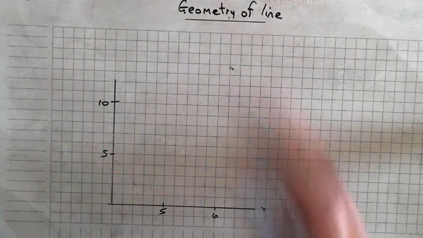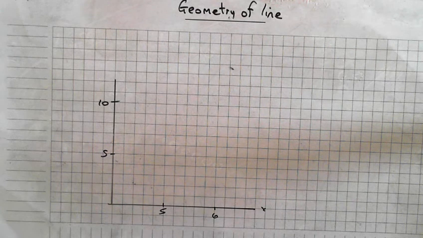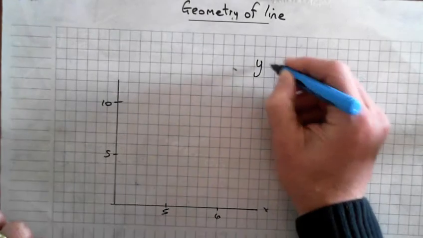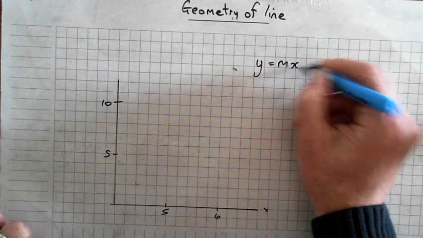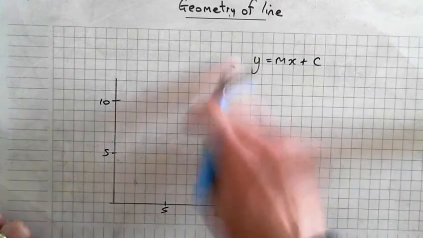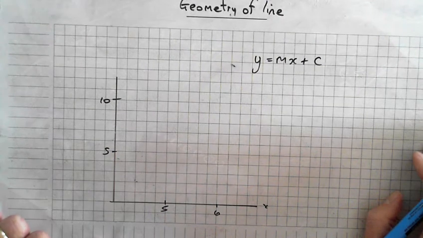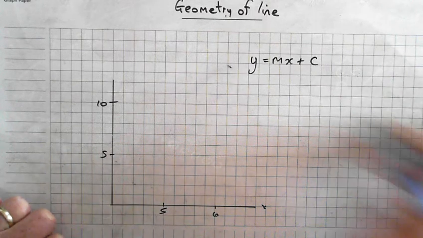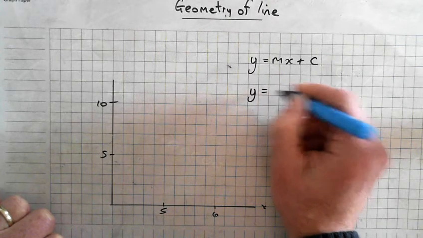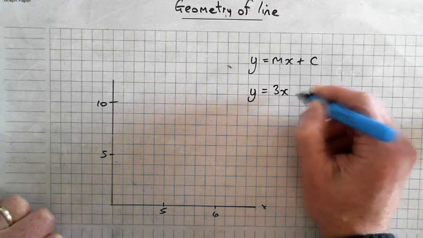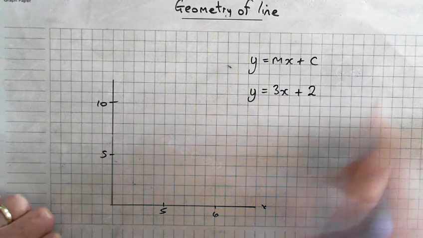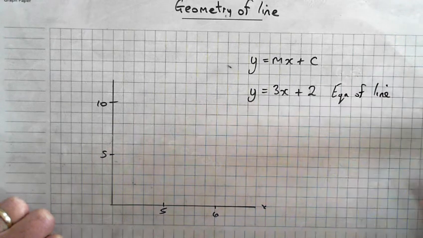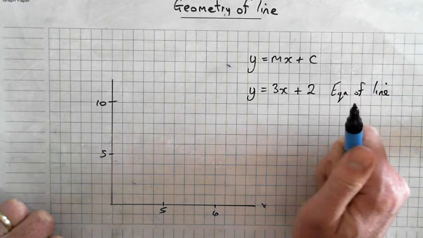Right, there are 2 different line formulas that we'll be looking at. One of the line formulas looks like this, and if I give you this, 3x plus 2, this is the equation of a line. I can actually draw the line straight away.